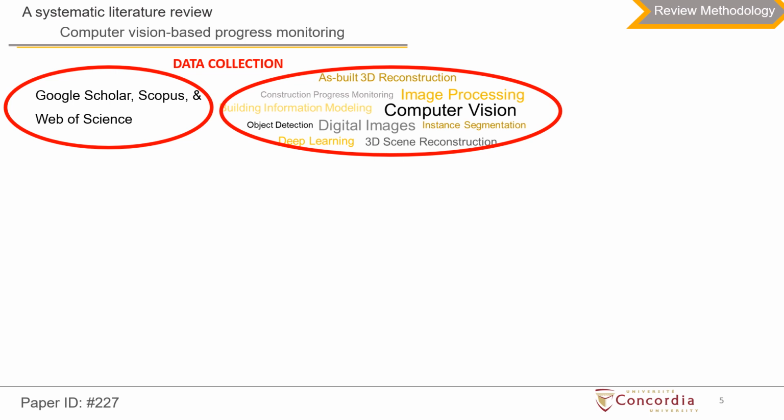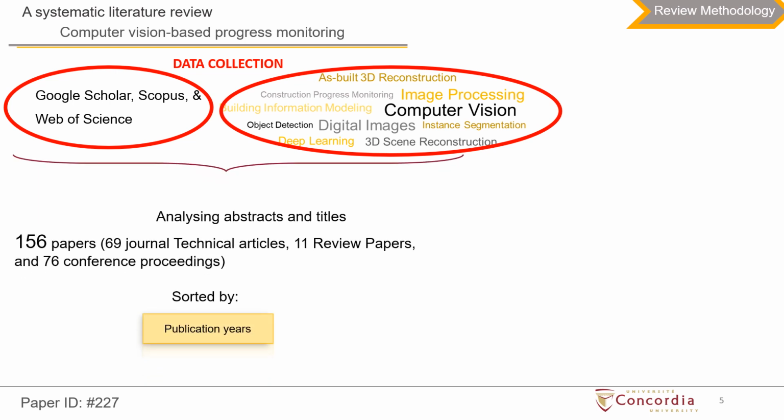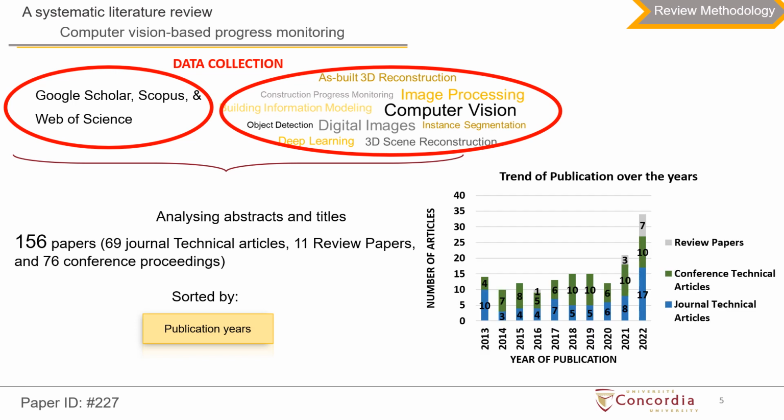We reviewed and filtered papers focusing only on those relevant to our study from peer-reviewed conference proceedings, journal papers, and review papers. Further filtration was conducted to include only English language papers published between 2013 and 2022. After the screening and filtration, we selected and reviewed 156 papers. These papers were then categorized according to the year of publication and classified as journal technical papers, review papers, or conference technical papers.